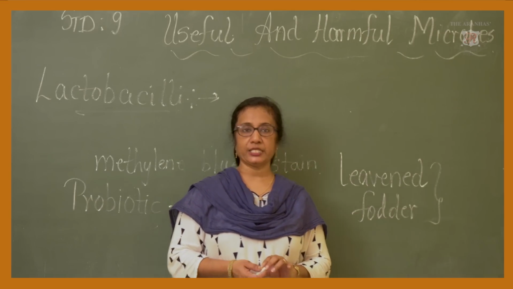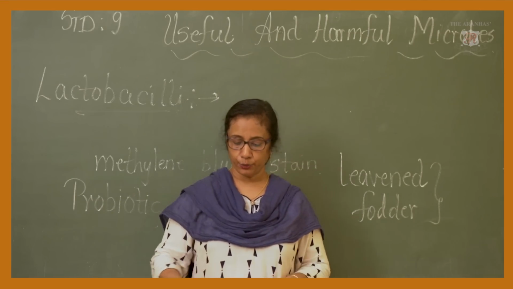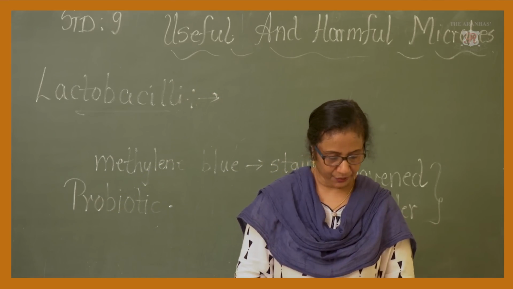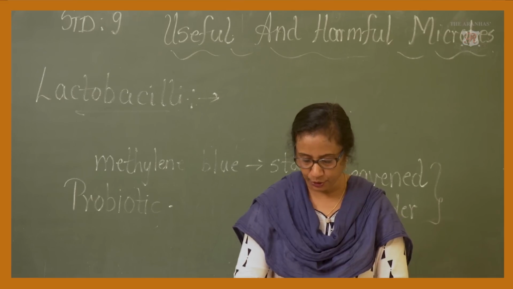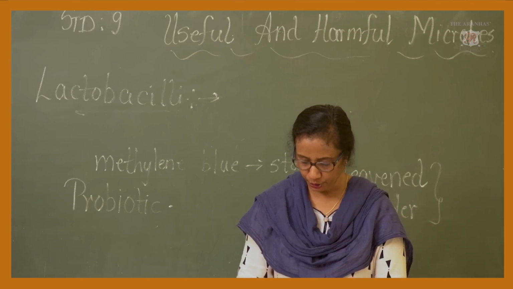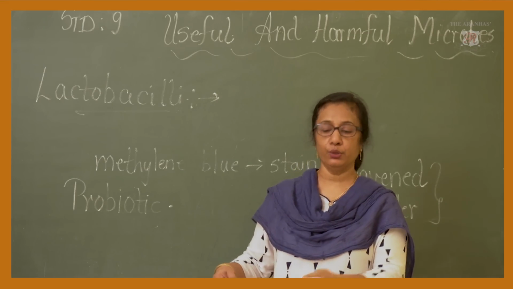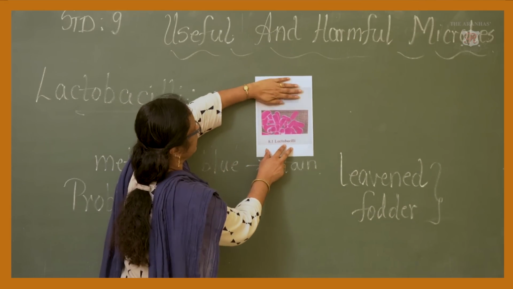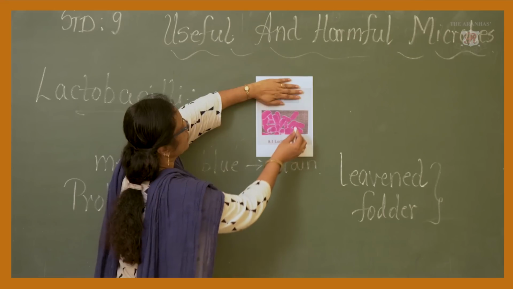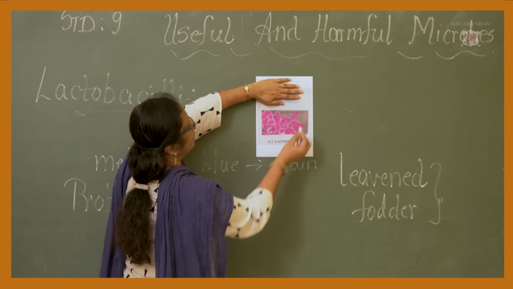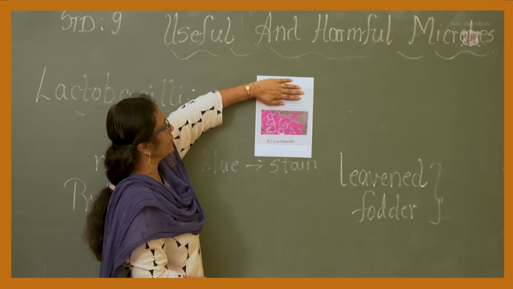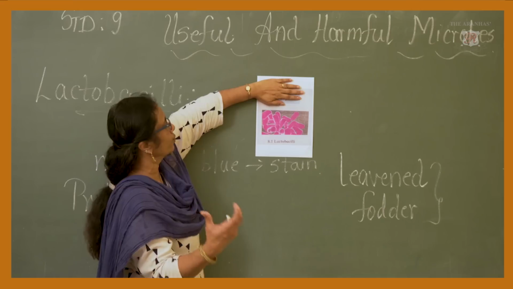Now we move on to the next topic, Rhizobium symbiotic. But before I go, children, I have a picture to show you. I told you about methylene blue. This is lactobacilli. If you see this picture, you can see that they are rectangular in shape, and they are in clusters, in groups.